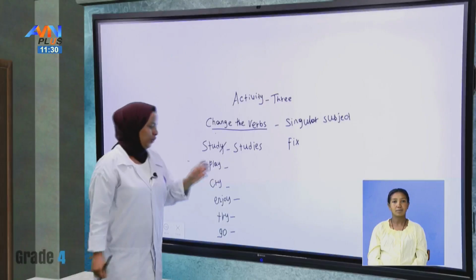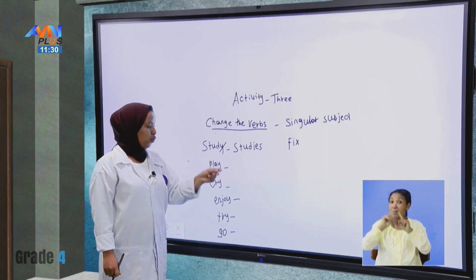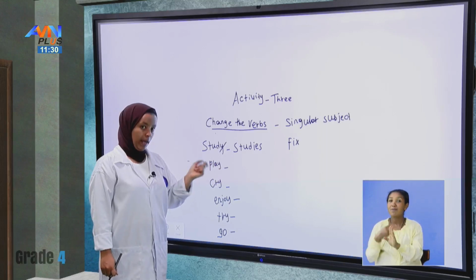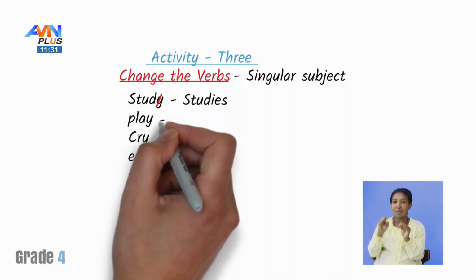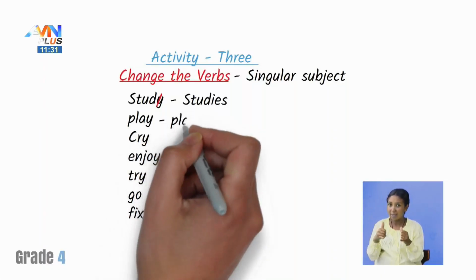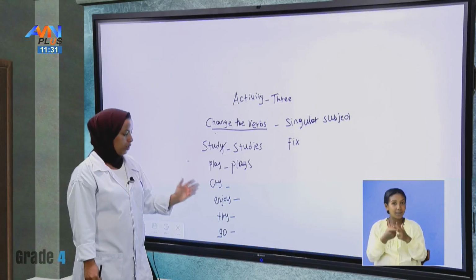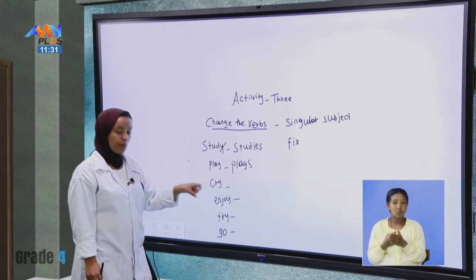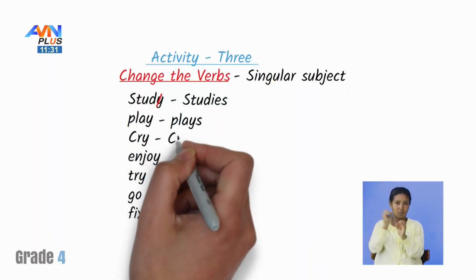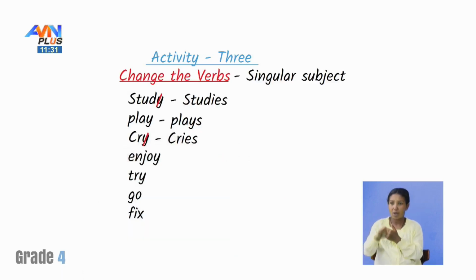Here is play, also ending with Y, but before Y there is A, so we don't cancel Y so easily. Play, plays. Here is the next example, cry, of course, ending with Y, and there is no vowel before Y, so cries. Add IES and just cancel Y.